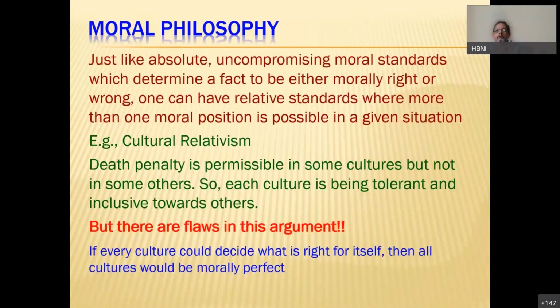So here you have one culture which says the death penalty is right. In another place, another culture says the death penalty is wrong. But this disagreement does not prevent the two cultures from being tolerant towards each other and inclusive towards each other. But is this argument correct? Again, there are certain flaws here. Because if every culture can decide for itself what is right, then all cultures will be, technically, morally perfect. So there's no problem at all.